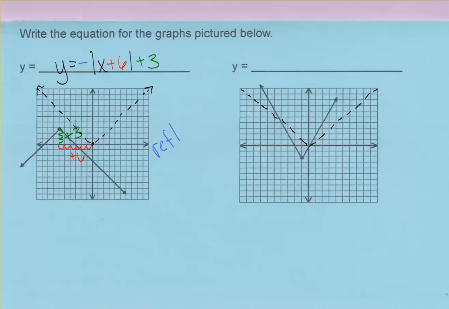So if you see a big visual difference in this one, it's because this slope is different. See, in our parent function, we went up 1, right 1, up 1, right 1, up 1, right 1, up 1, right 1. Well, in the function we're given, we're actually going up 2, right 1, up 2, right 1, up 2, right 1. So that means that we're going to multiply by 2 in the front.